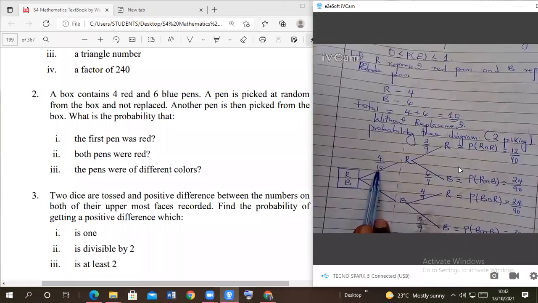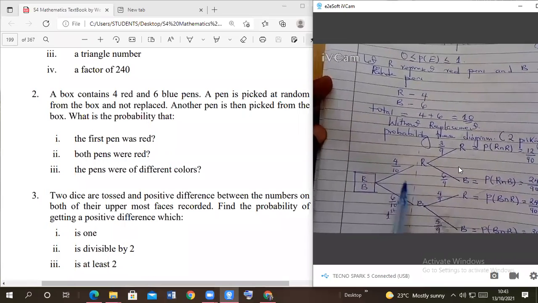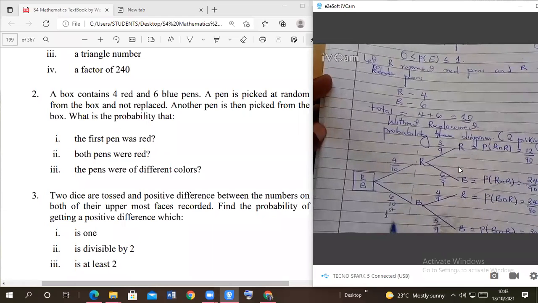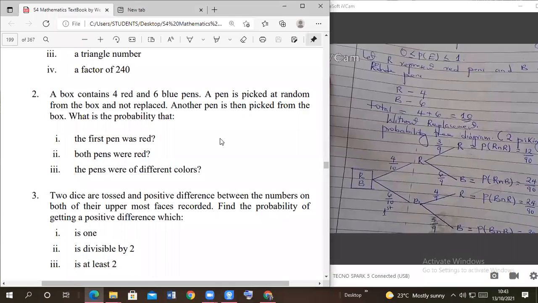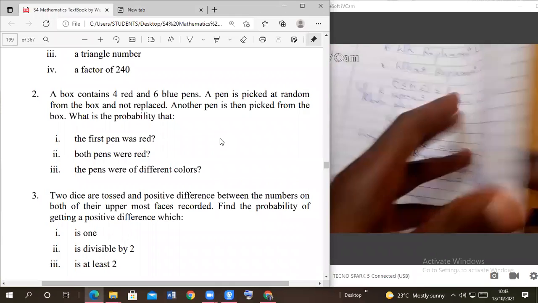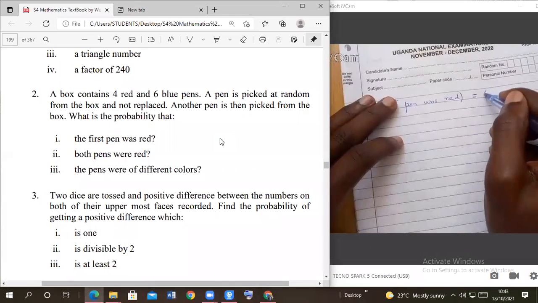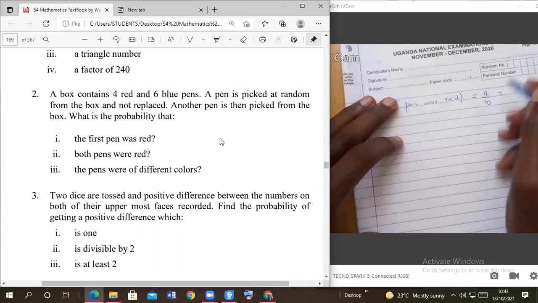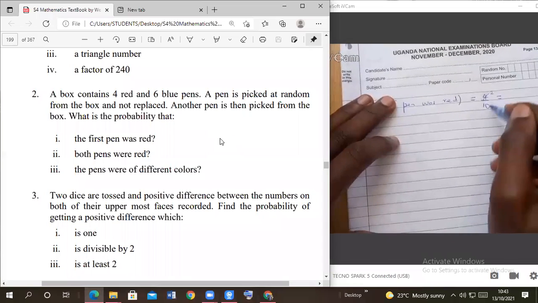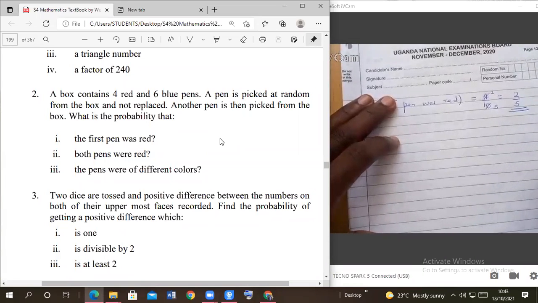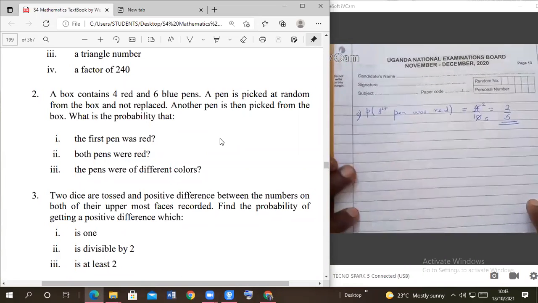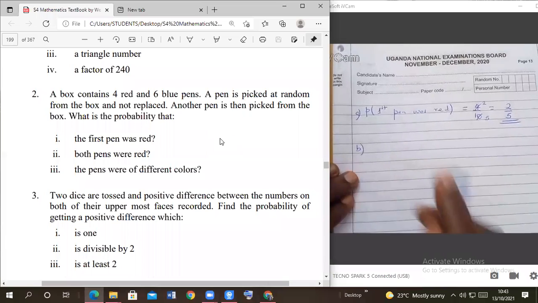What is it? Is it 4 out of what? The first picking here. So what is the answer? The probability is 4 out of 10. If you reduce that, what do you get? By 2, you get 2. By 2, you get 5. So it's 2 out of 5. What about B?